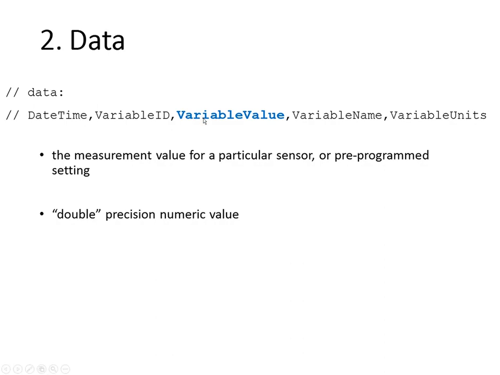So the next element is variable value, and that basically stores the sensor measurement in the data value. So just the value itself, no units, because it will be handled by something later. So it's a double precision numeric value, pretty straightforward.